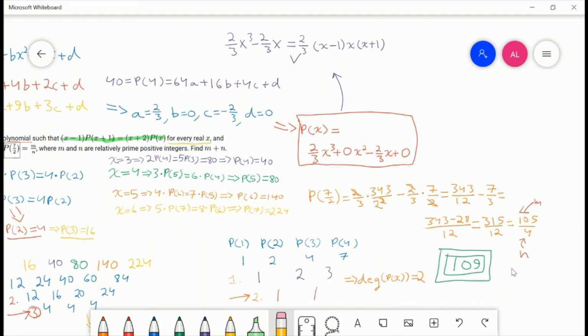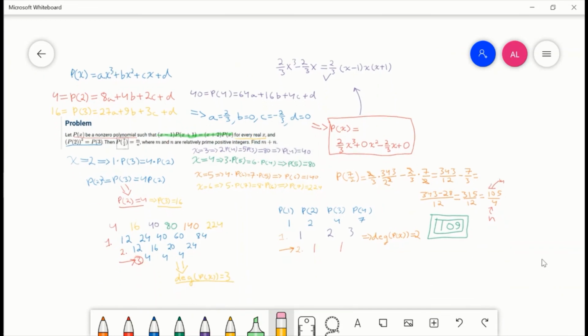Okay, so I hope you liked this much more intuitive solution. I mean, I think that the previous solution was much more beautiful, of course, but this one is also a really cool solution.